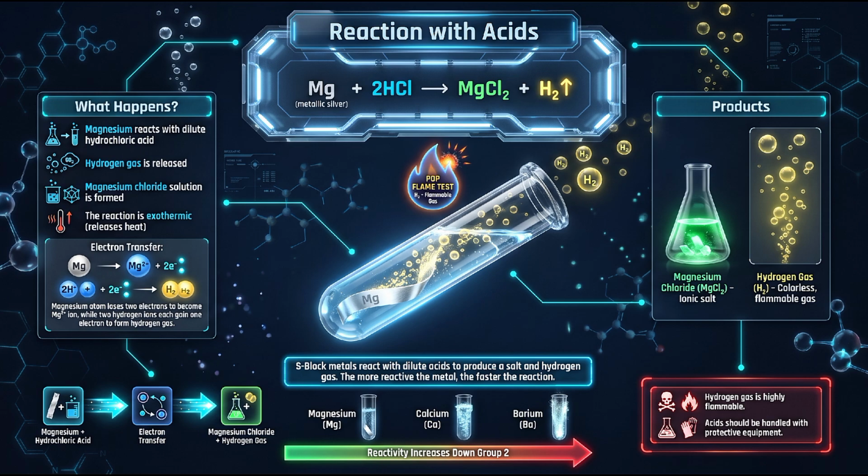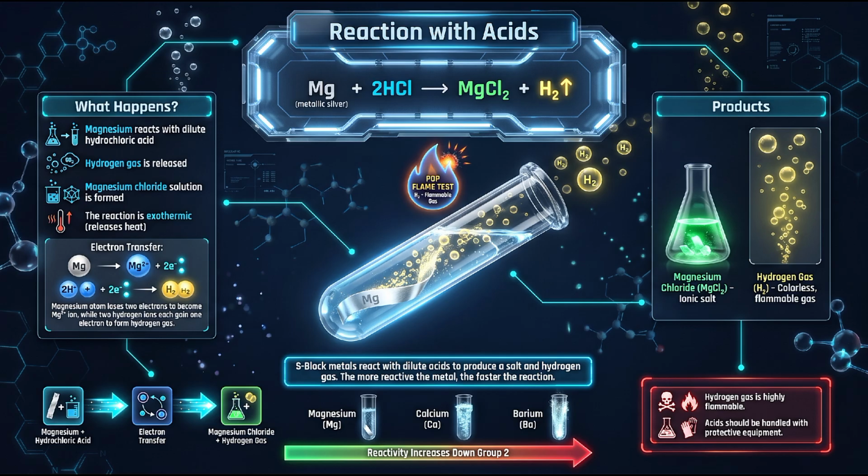One of the easiest ways to recognize this reaction in the laboratory is by observing the formation of gas bubbles. As magnesium reacts with hydrochloric acid, numerous bubbles appear on the surface of the metal. These bubbles consist of hydrogen gas being released continuously.